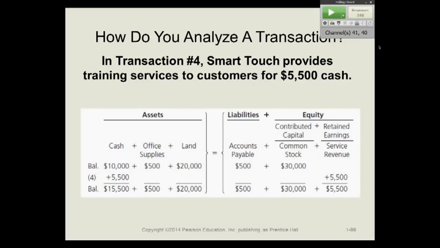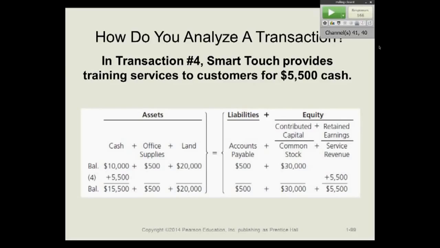By definition, a revenue is an inflow of assets. The asset inflow right now is what? Cash. It doesn't have to be cash. I could pay you in something else. I could pay you in inventory. I could pay you in shares of stock. But I'm paying you in cash. Cash goes up, and so does service revenue.